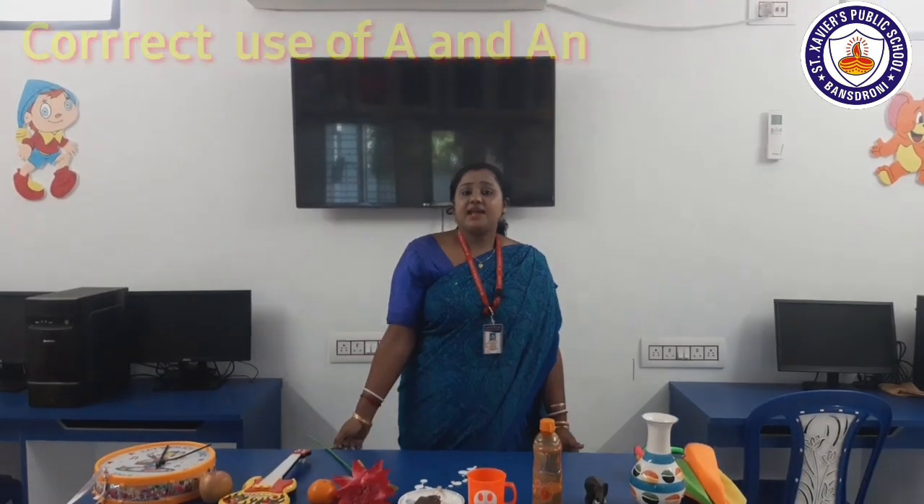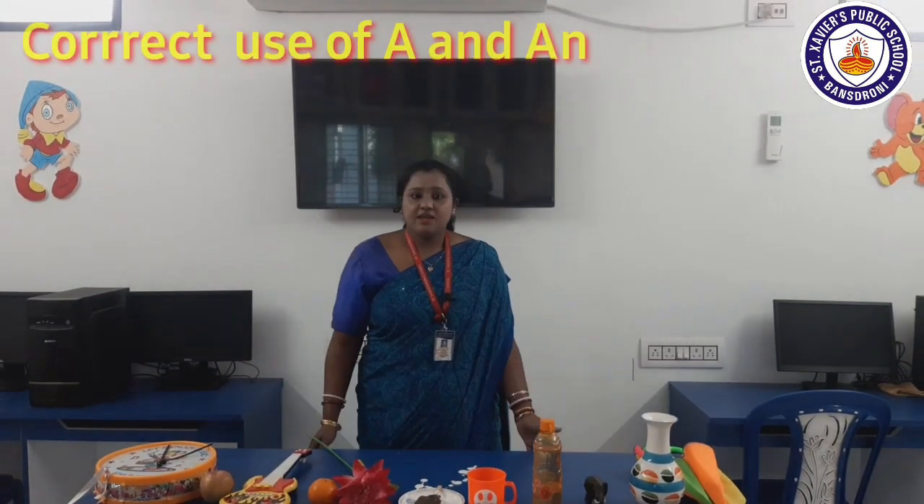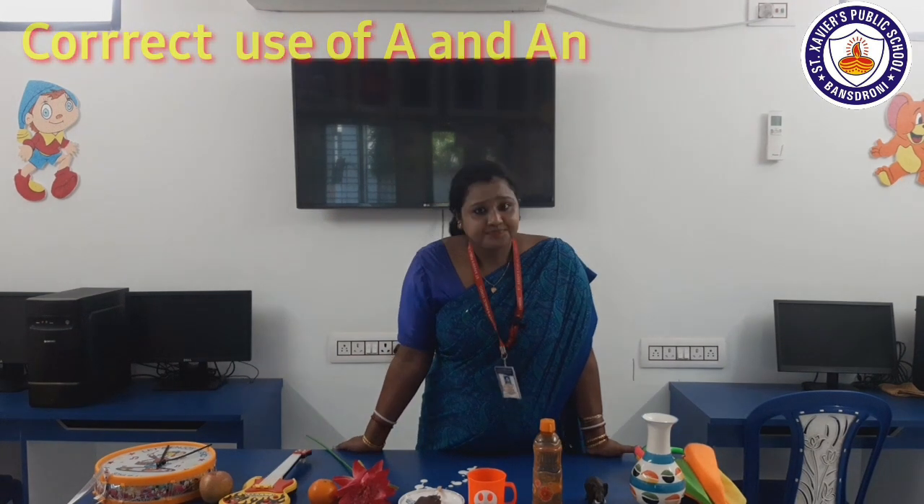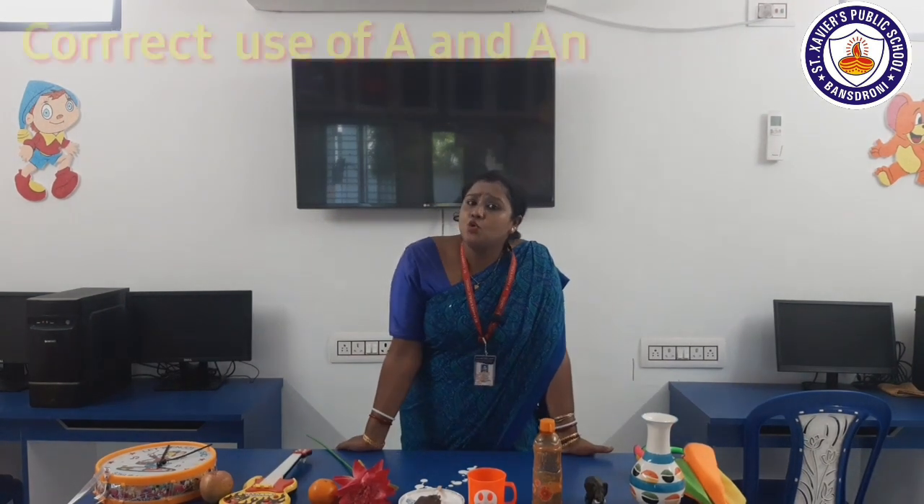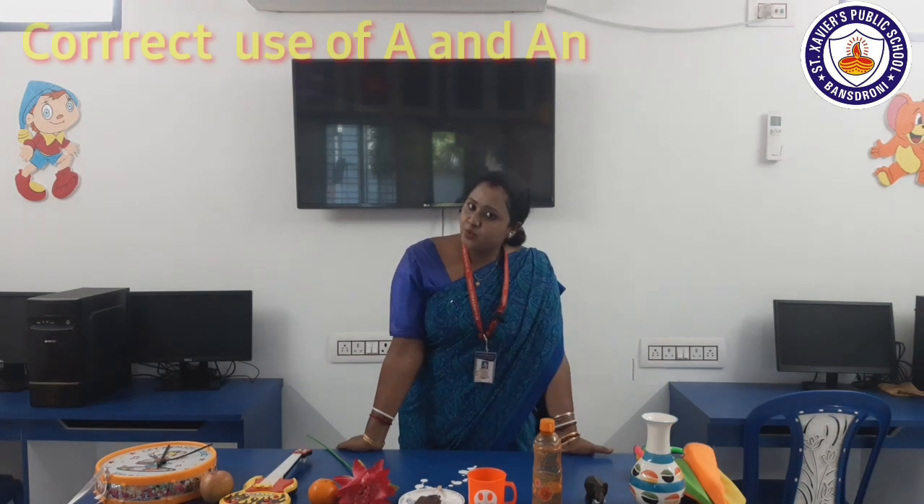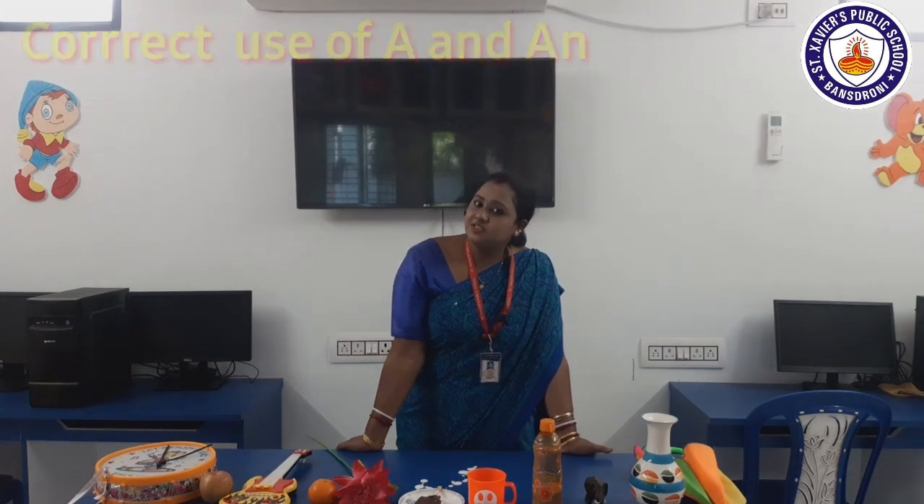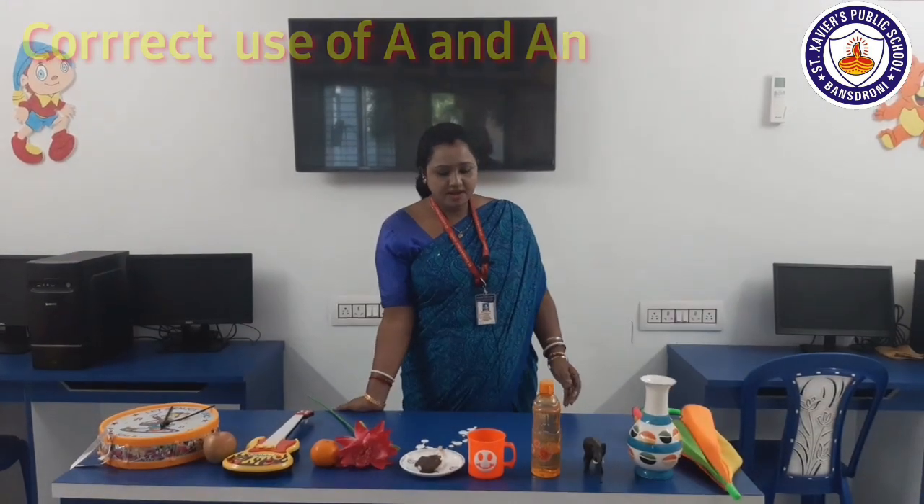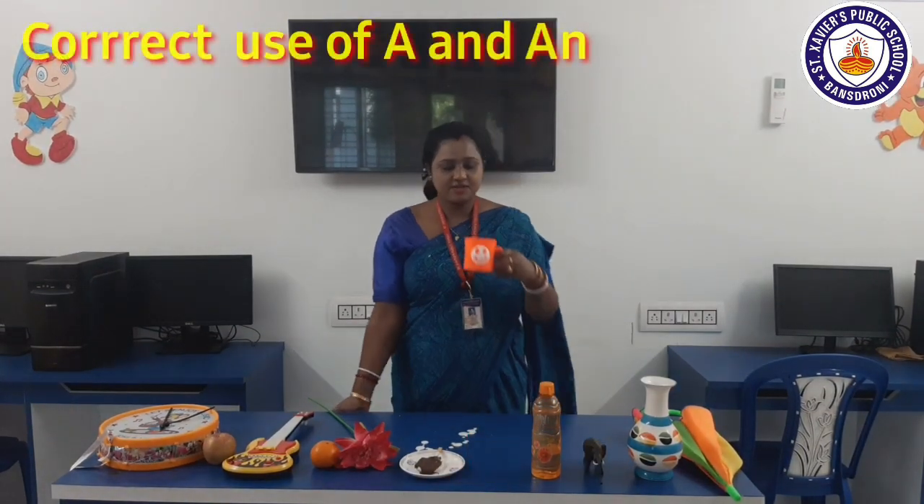And children, I would also like to say that there are many words with I. This is an ink pot, this is an igloo, this is an insect. There are many words with I. So whenever we have words with I, we will always use an. Clear?